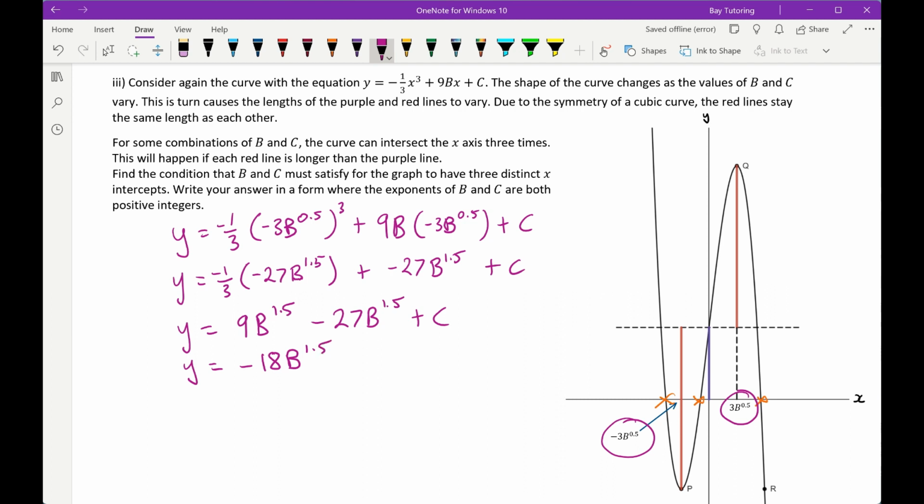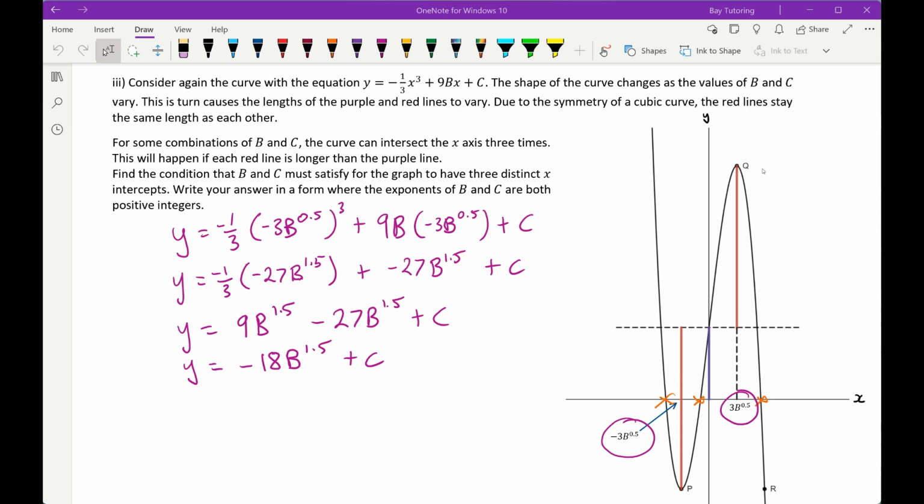So we'll now simplify that. Now 9b to the power of 1.5 take away negative 27b to the power of 1.5 is negative 18b to the power of 1.5. So we can subtract those because they are like terms. They've got the same powers of b. And then plus c. So what we've got now is the y-coordinate of point P. We could have also used point Q. We'd have got a very similar answer. But this is fine as well.